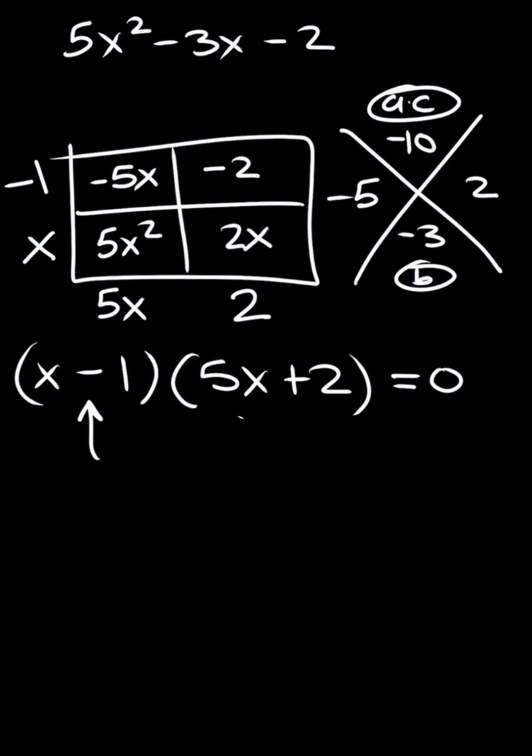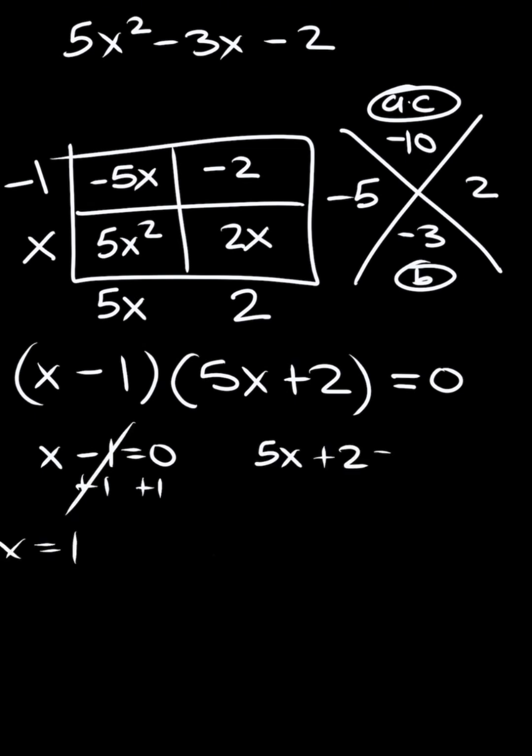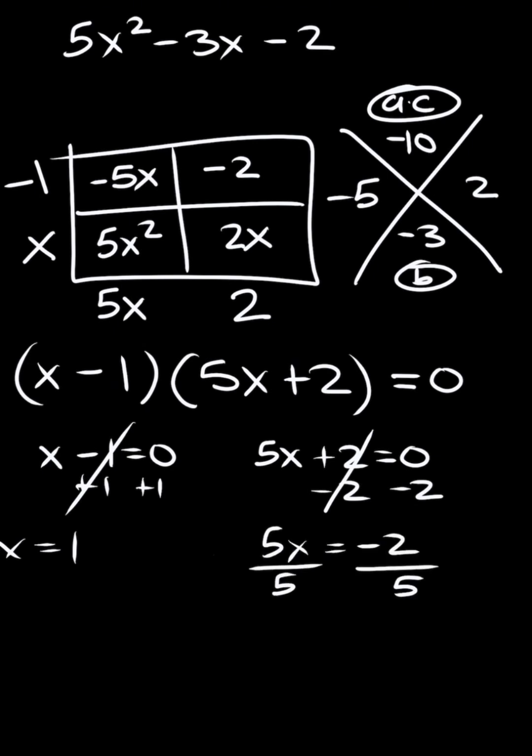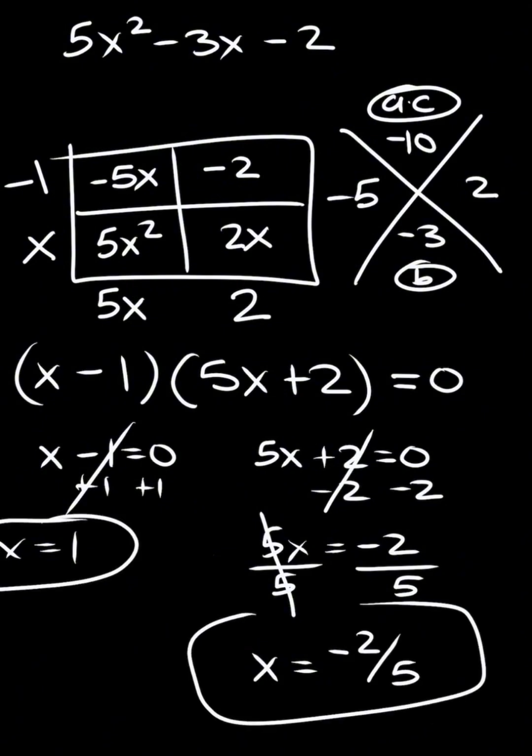So now we set these two equal to 0 to find our x. So x minus 1 equals 0 will give us x equals 1. Now we set this one equal to 0. We subtract 2 on both sides. 5x equals negative 2. And to get x by itself, we divide by 5 on both sides. x equals negative 2 over 5. And we have our x's.